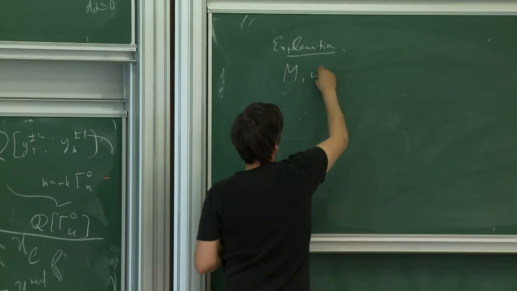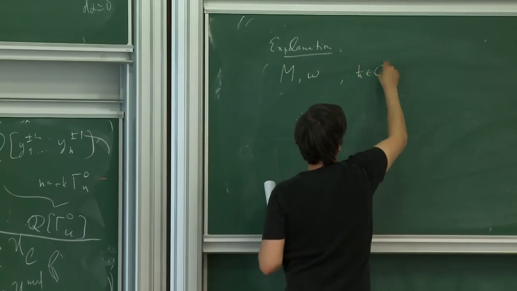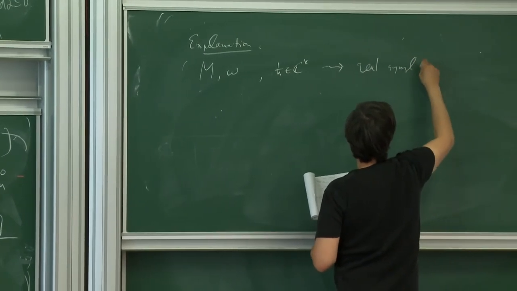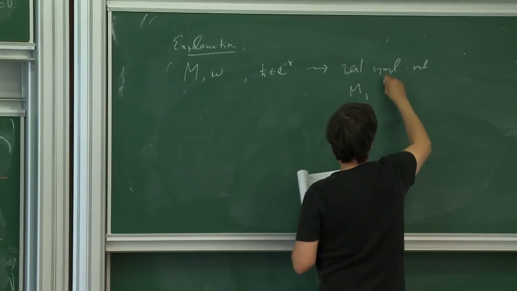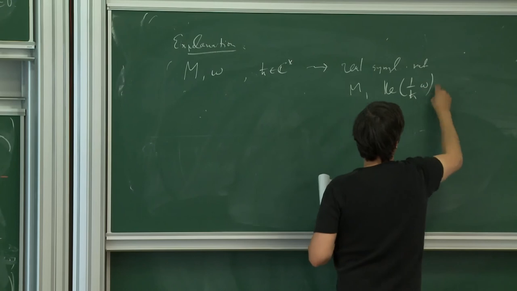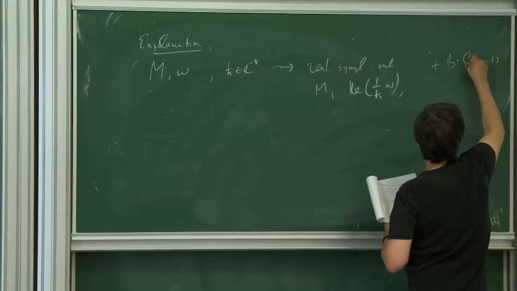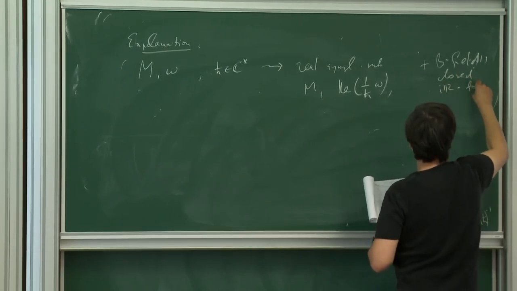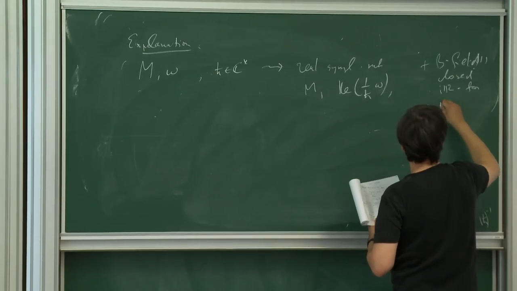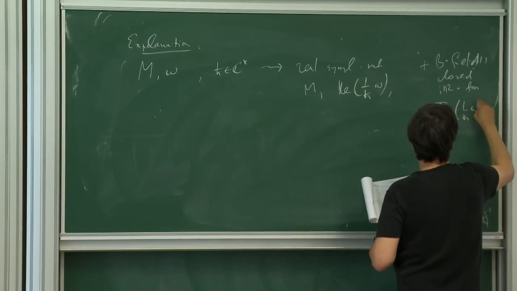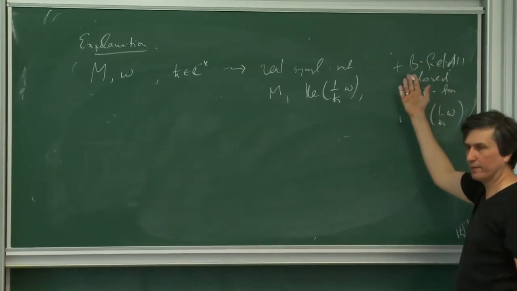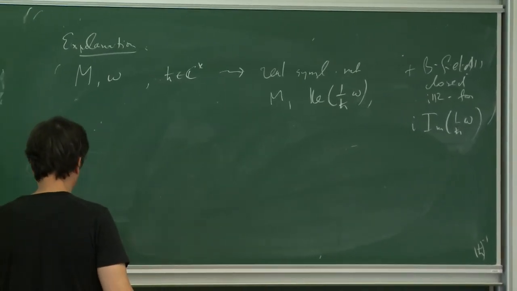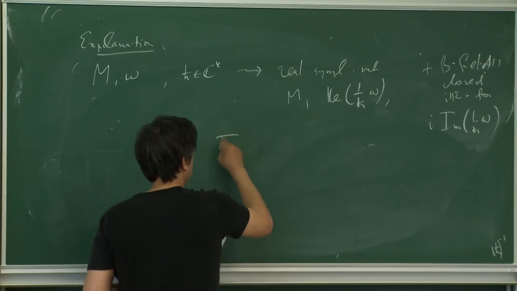If you have M, omega and h bar, then we can associate a real symplectic manifold. It will be M with the real part of 1 over h bar omega, and add something called a B field, which will be a closed, purely imaginary form, which will be i times the imaginary part of 1 over h bar omega. So we get a symplectic manifold plus a purely imaginary closed form. And in such a situation, again, one should expect something like a Fukaya category.